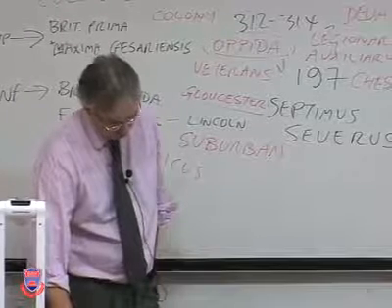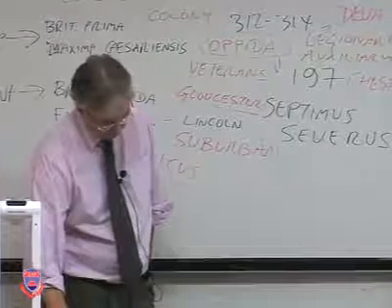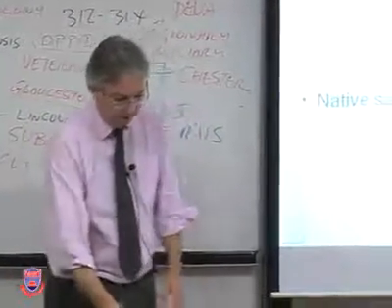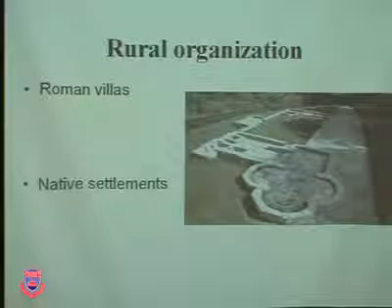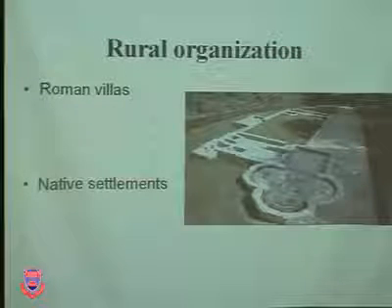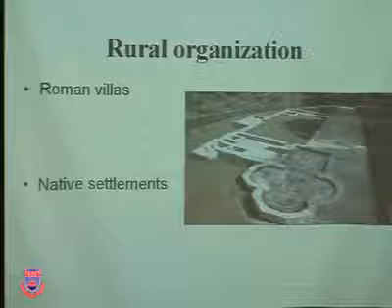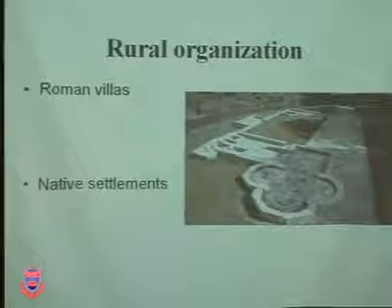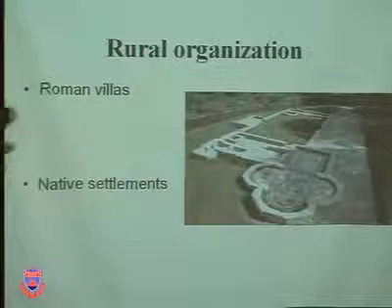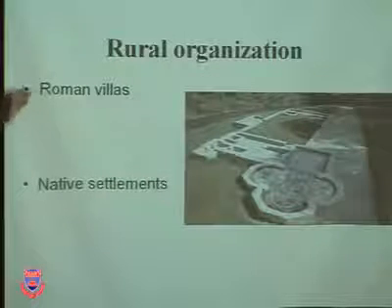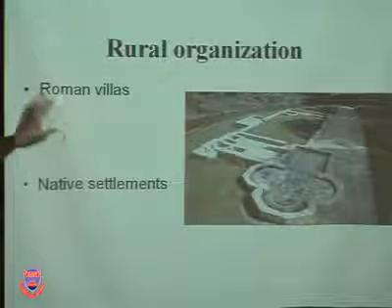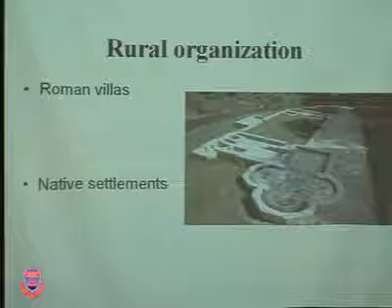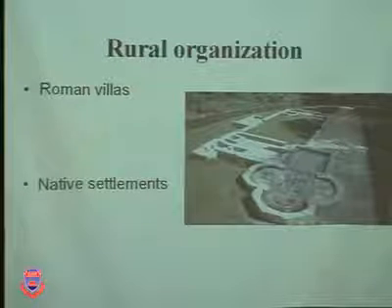So, let's look at a different aspect of life, which is rural organization. Here, in a very simplistic way of looking at things, we can break things down into two types: what we call villas and what we call native settlements. Roman villas, that by definition tells us a little bit about what we think of these things, and the native settlements elsewhere.